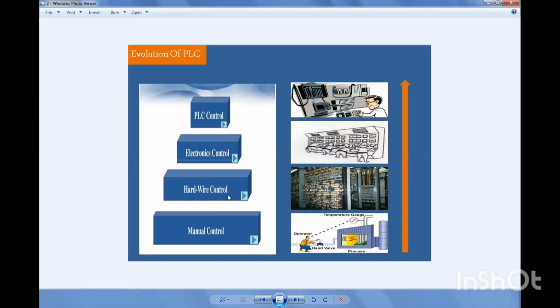Older automated systems used hundreds and thousands of relays. Obviously we know relay, right? It is an electromagnetic switch. To make even a simple control system, we need more wires to make it possible. So a single PLC unit can replace hundreds and thousands of relays. That is the main thing. That's where we faced so much difficulty in this hardware control.